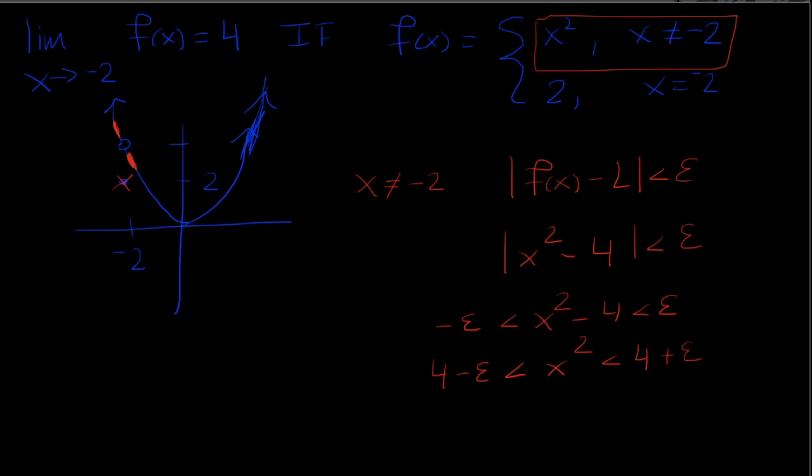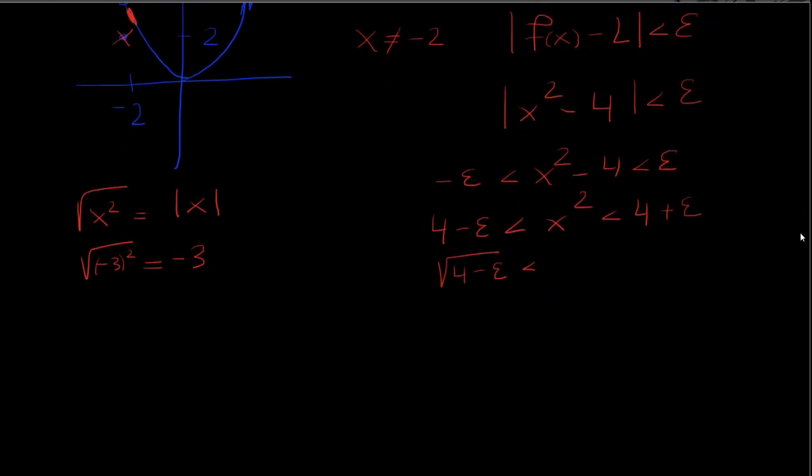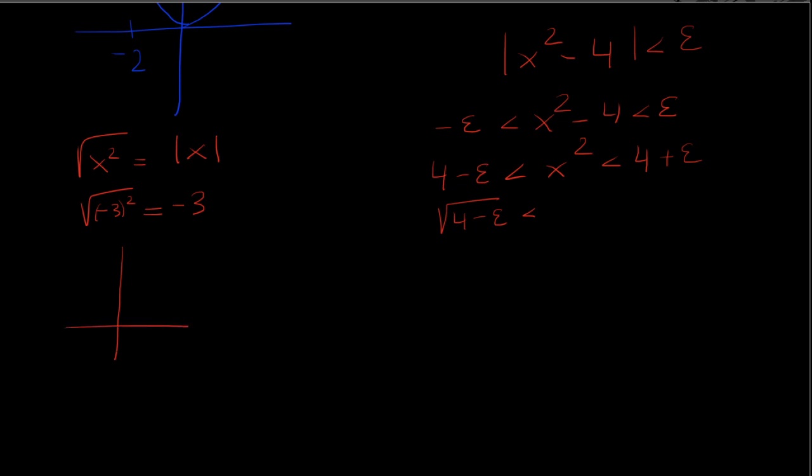And now I need to take the square root. So I have the square root of 4 minus epsilon less than, okay, this is where it gets tricky. So we know the square root of x squared is equal to the absolute value of x. Because what if x is negative? Right, so if you have, let's say, negative 3 squared, you don't say this is equal to negative 3. Because the square root function is always positive.